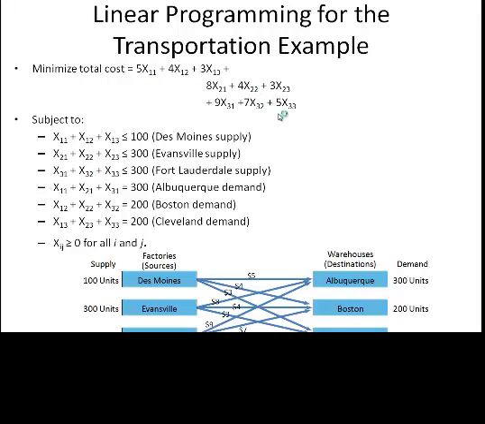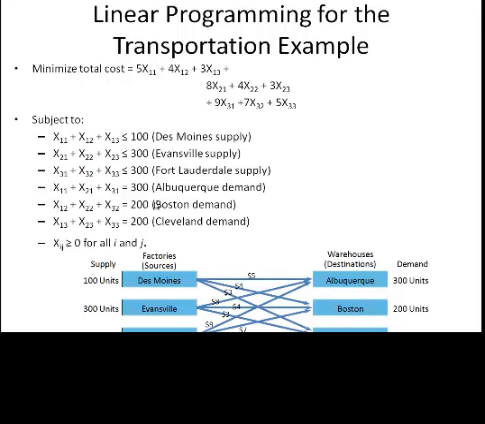We want to minimize the cost along each one of these routes. Subject to, well, here we have our supply function for Des Moines and our supply function for Evansville and so forth and so on. Our demand function for Albuquerque, Boston, and Cleveland. So whatever we ship from Des Moines to Albuquerque, Boston, and Cleveland, the most we can ship is 100.